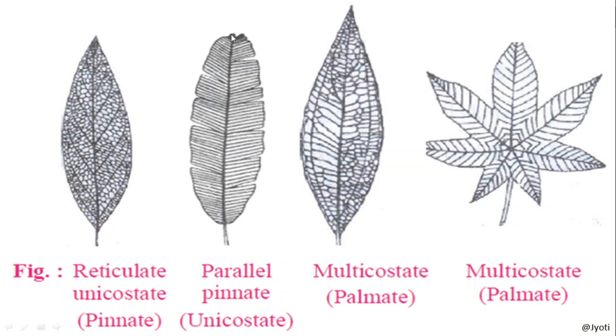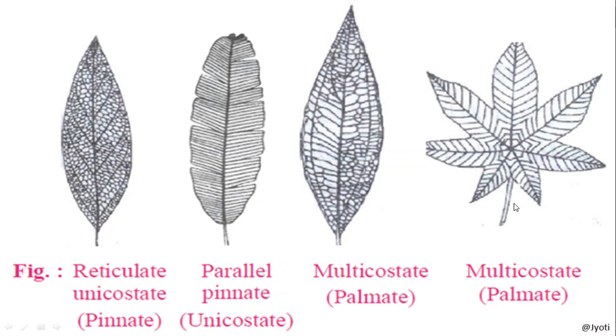Okay. So this is unicostate because here only one midrib is present, and the veins and veinlets that are developed from the midrib are parallel to each other. So this is called parallel venation, and since only one midrib or principal vein is present, it is called unicostate.